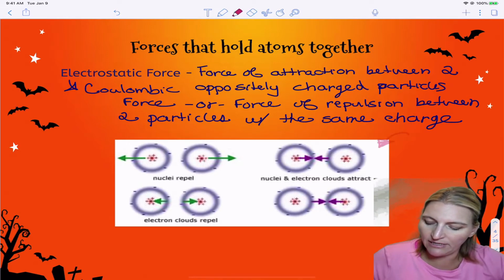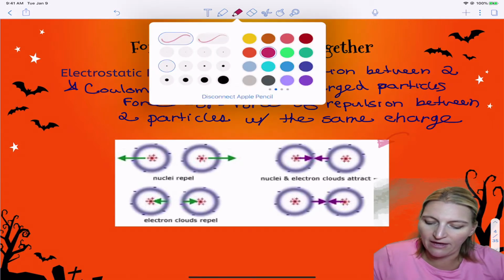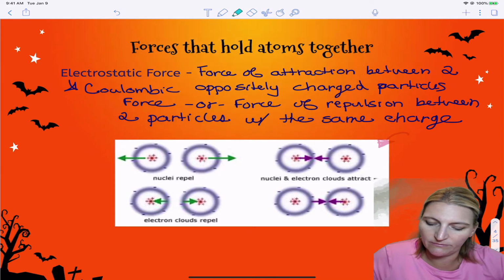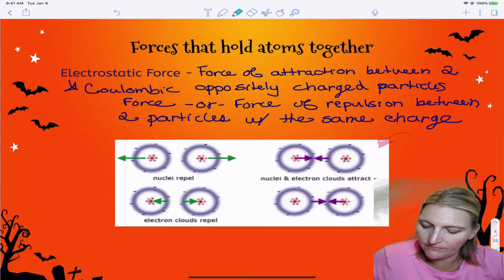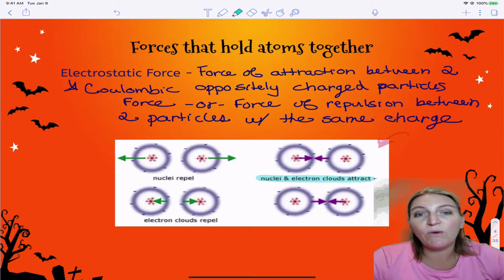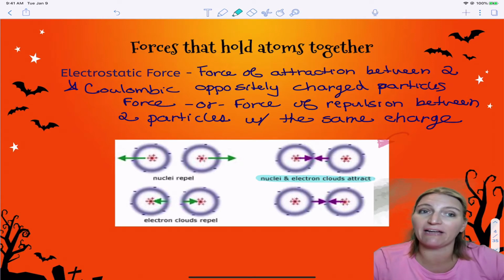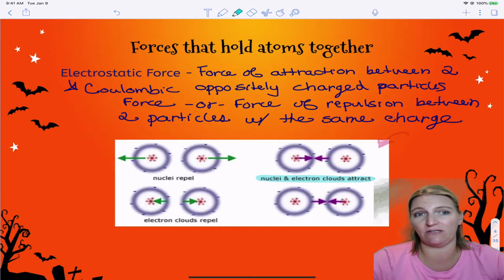Okay, on the right-hand side of this, you can see the nuclei, that between those two atoms and within an atom itself, the nucleus is attracted to the electrons and the electrons are attracted to the nucleus.